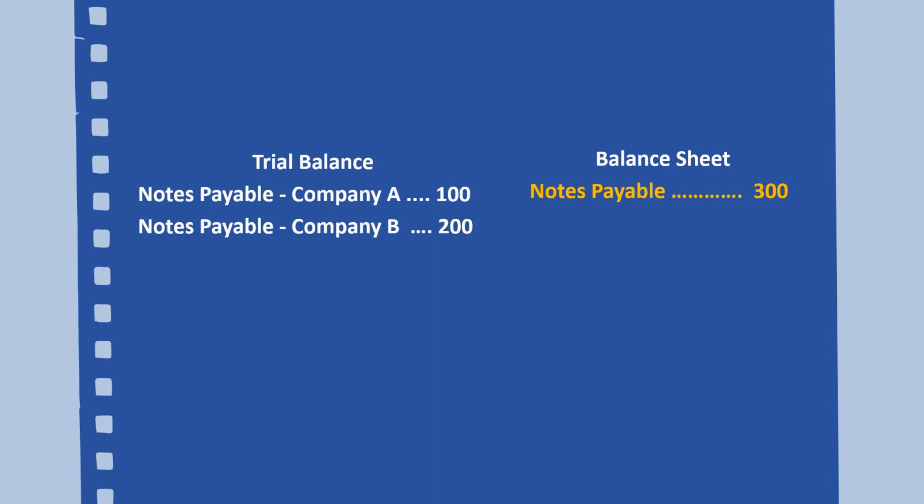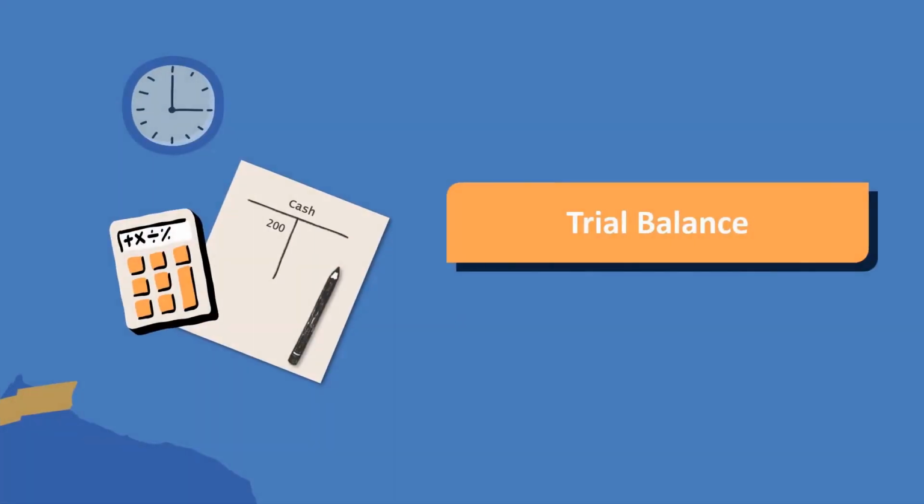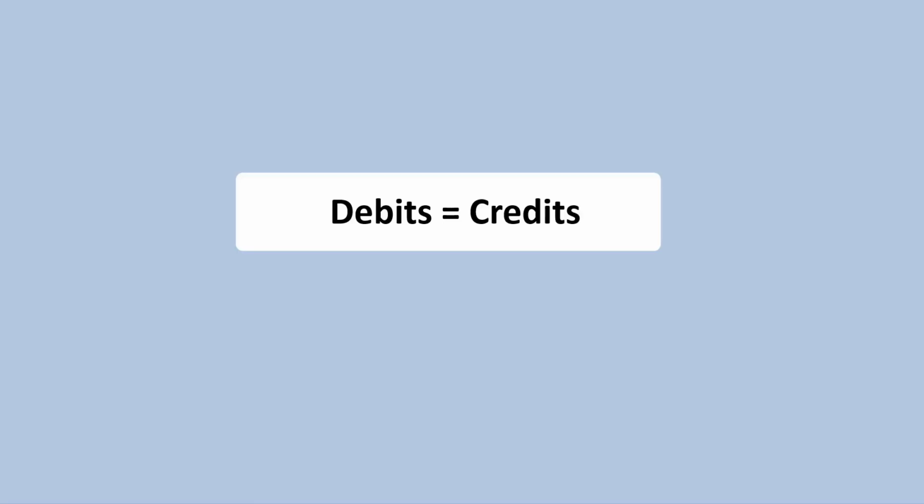For now, let's delve into the process of preparing a trial balance. In double entry accounting, the fundamental principle is that debits must always equal credits. If there's a mismatch, it's a red flag indicating an issue that needs fixing. That's why the trial balance is so crucial. It helps us confirm whether the total debit balance aligns with the total credit balance.